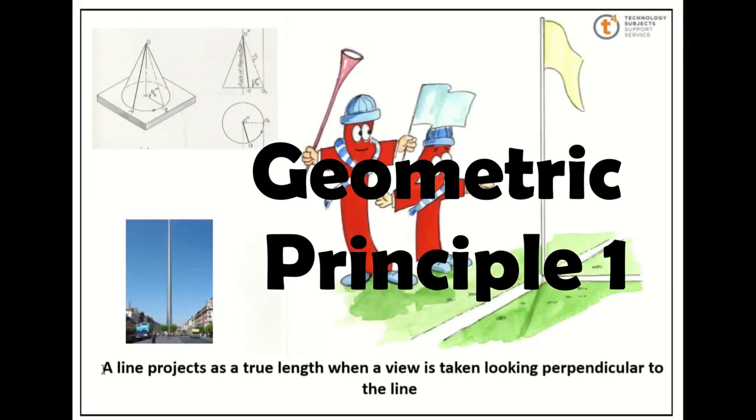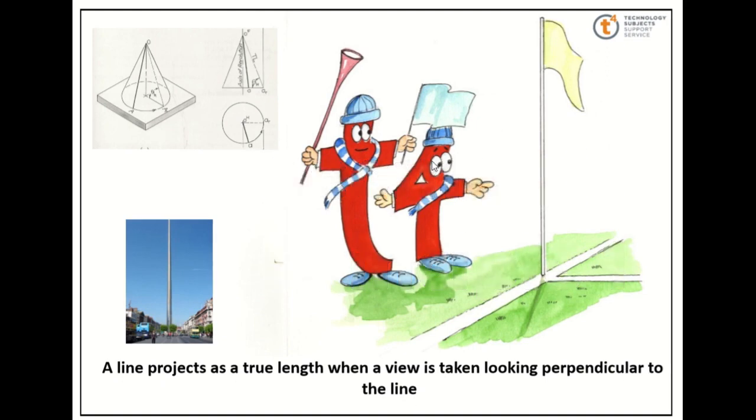So in this video, we're going to look at Geometrical Principle One, which states that a line projects as a true length when a view is taken looking perpendicular to that line. Looking at our two characters here, T and 4, they're looking at the corner flag, or halfway line flag, and they are seeing it as a true length because they're perpendicular to it. You can even see him pointing, it's perpendicular to it. Whereas if the flag was falling over at an angle, he wouldn't be seeing it as its true and actual length.